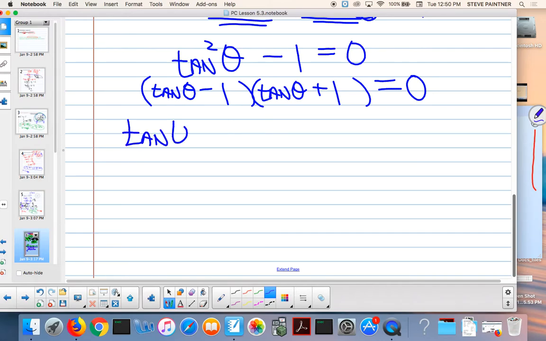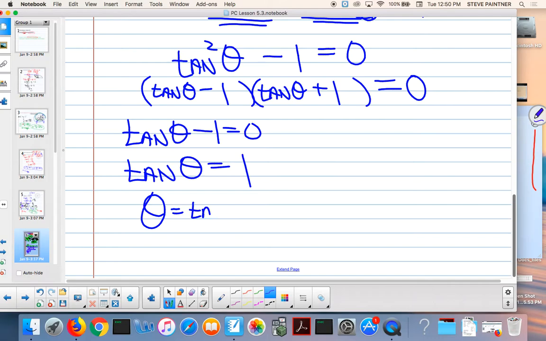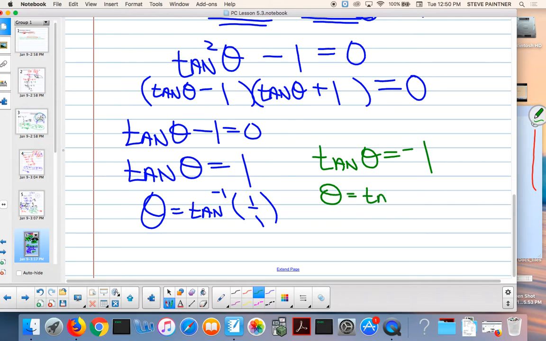So if you set them equal to 0 and solve them, this would be when tangent of theta equals 1, or when inverse tangent equals 1 over 1. The other one, without showing all that work, guys, is going to be tangent of theta equals negative 1. Inverse tangent, whoops, negative 1 over 1.